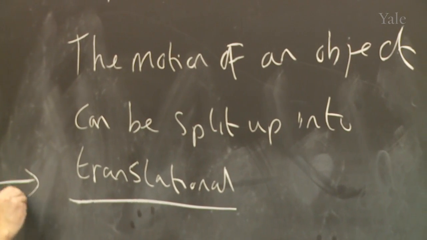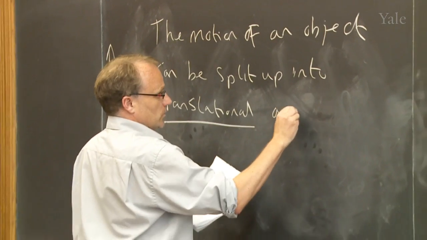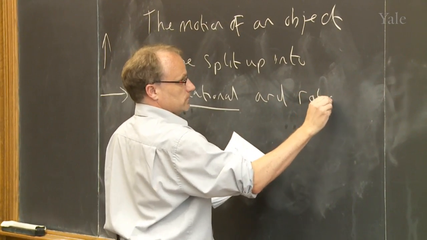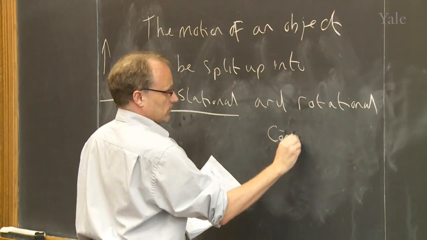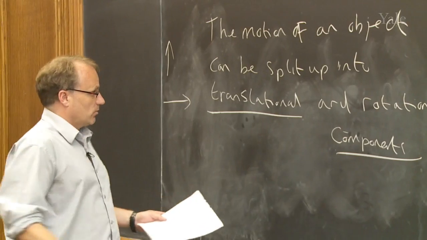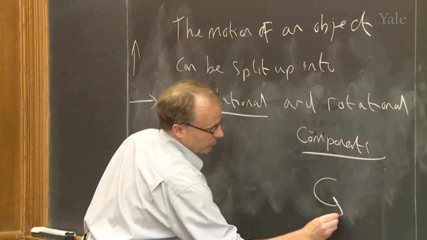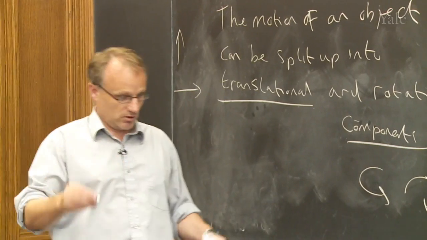It could be a straight line this way, it could be this way. Translational and rotational components. Rotation is typically going to be this way, or it could be this way. It'd be something moving in a circle.